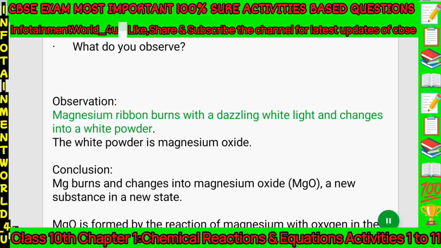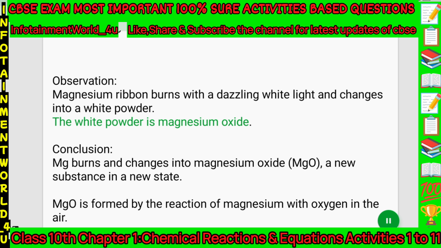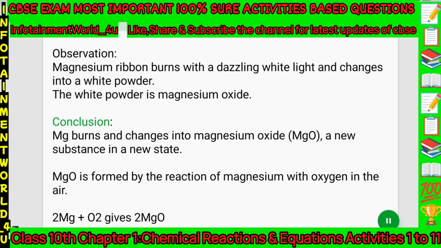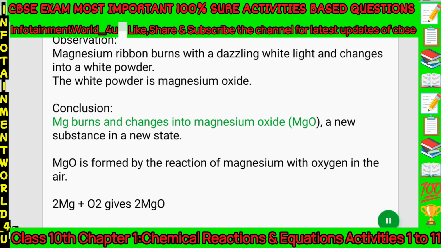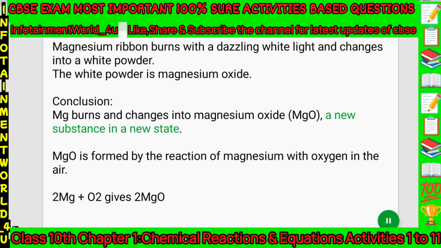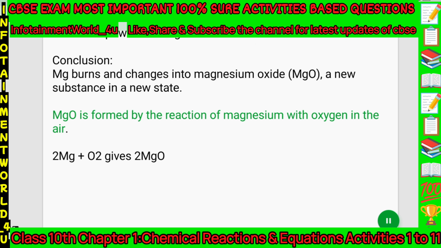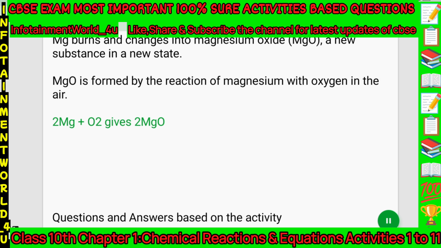Magnesium ribbon burns with a dazzling white light and changes into a white powder. The white powder is magnesium oxide. Conclusion. Mg burns and changes into magnesium oxide, MgO, a new substance in a new state. MgO is formed by the reaction of magnesium with oxygen in the air. 2Mg plus O2 gives 2MgO.